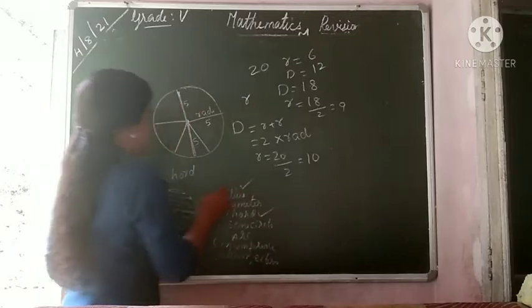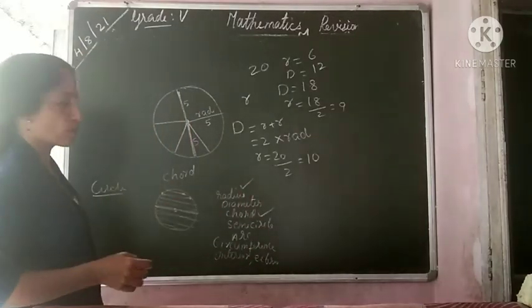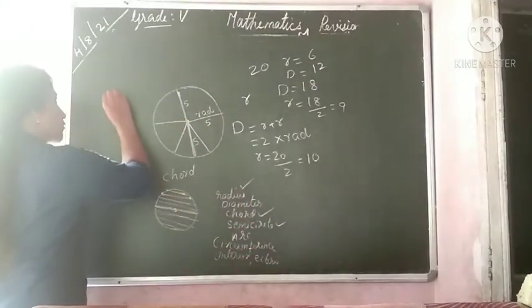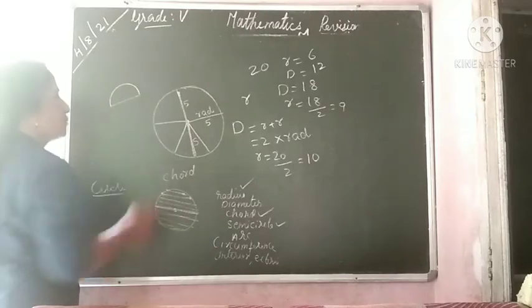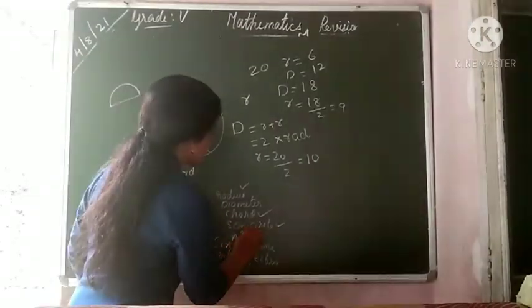Chord we know. From one point to another point we can draw a line, that is called a chord. And what is called a semicircle? Semi means half. Half of the circle is called a semicircle.